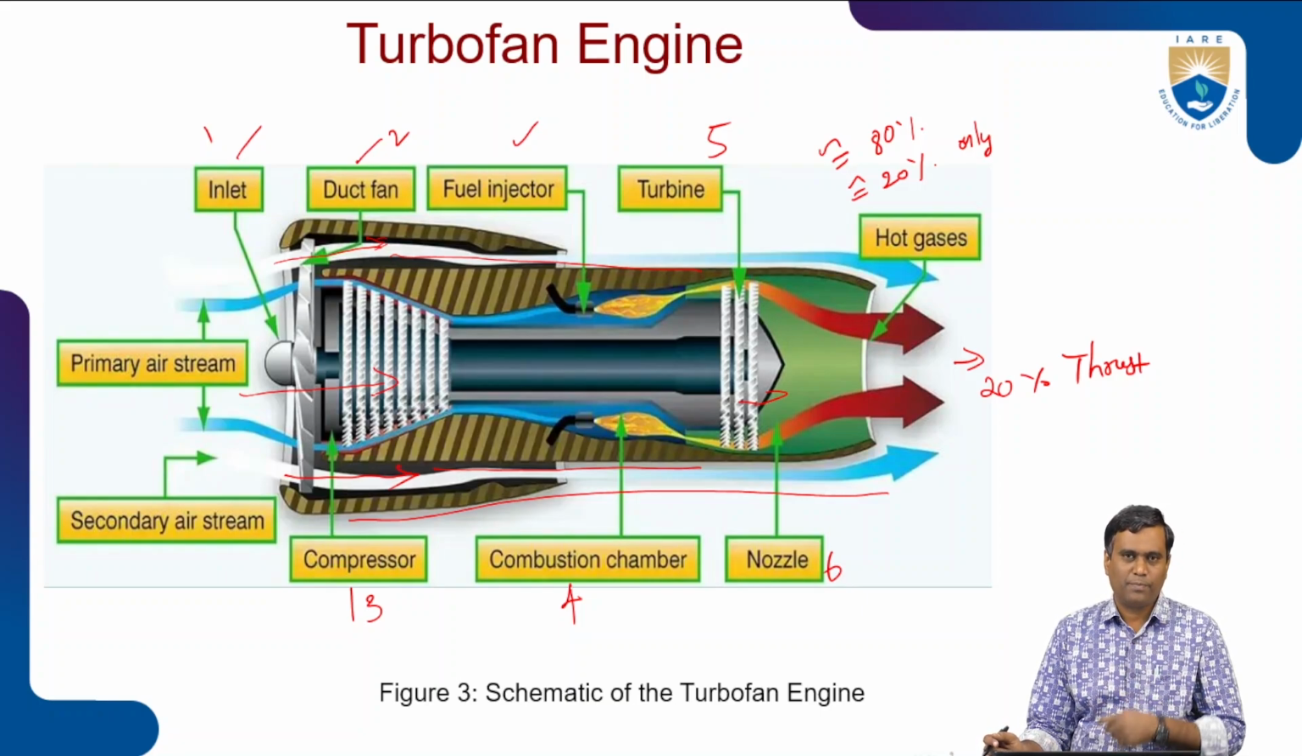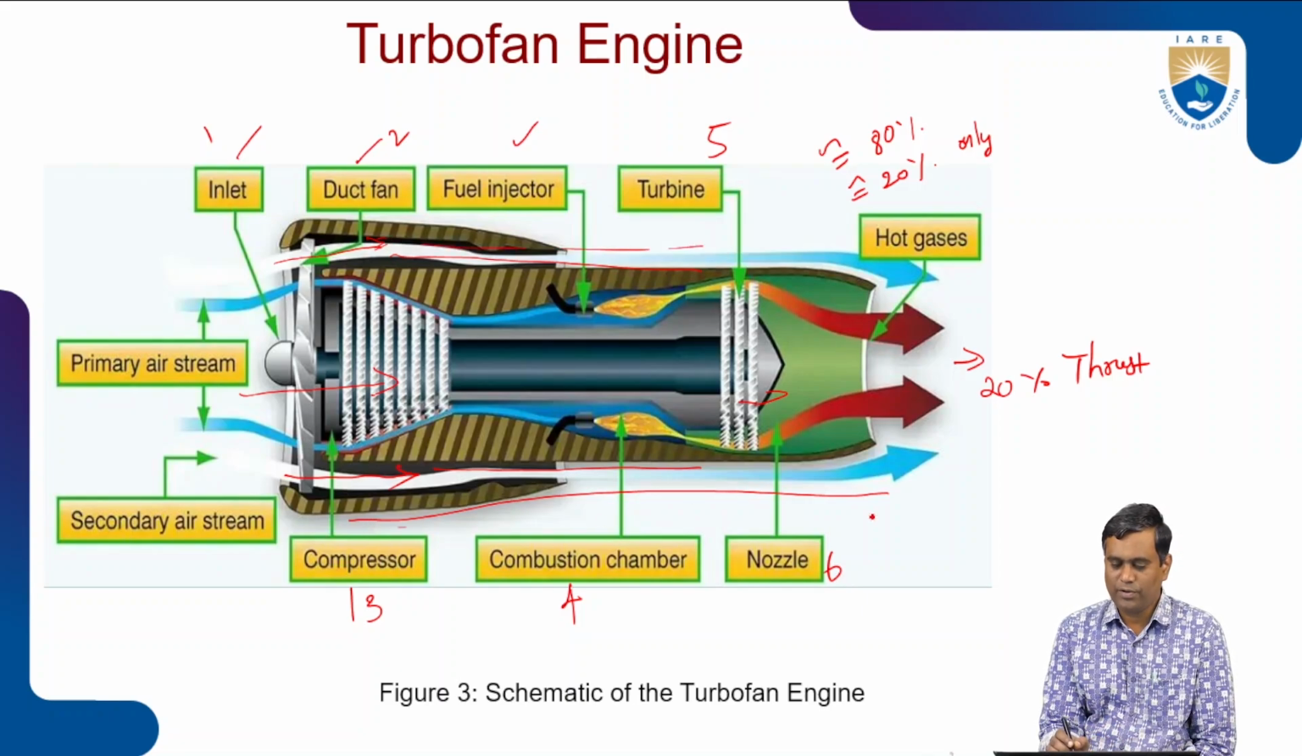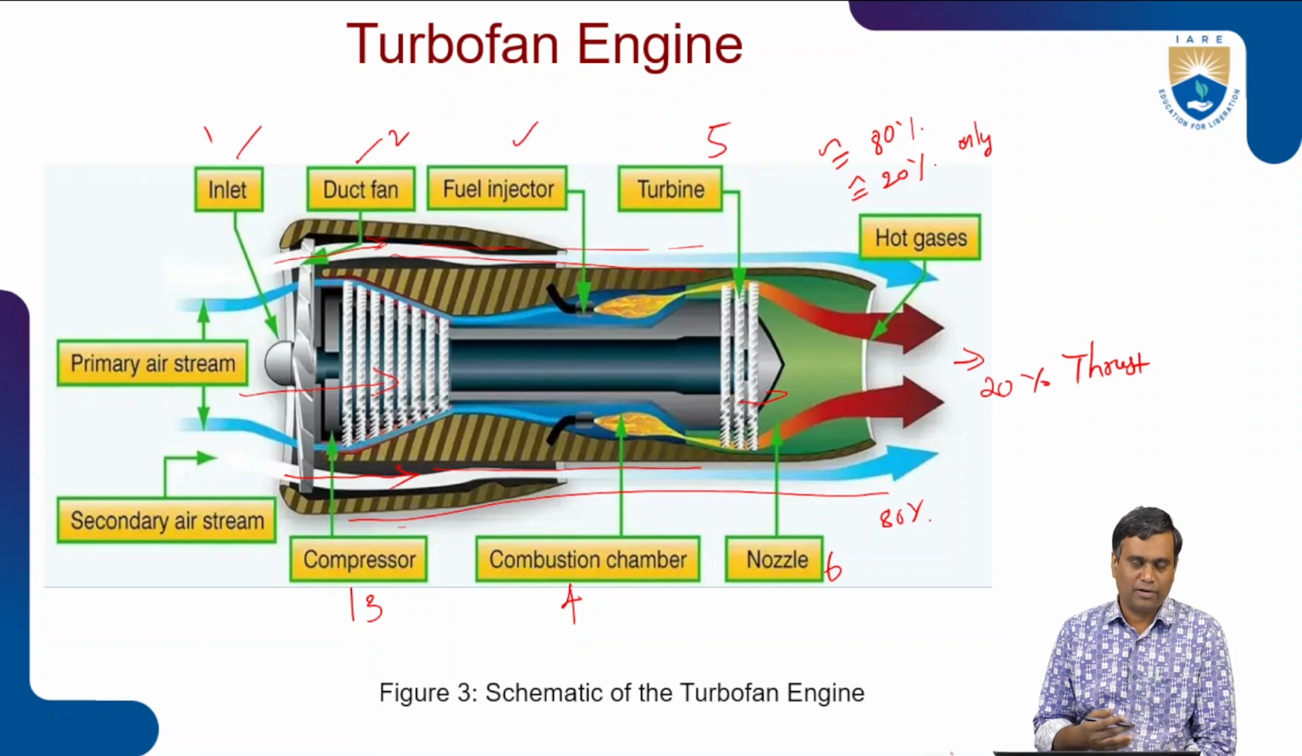No, because the primary purpose of the core engine is to rotate the fan, and that fan generates 80% of thrust just by pushing air back and over the engine, similar to a propeller. In a way, the turbojet engine is running or operating majorly to drive the fan only. So 20% of the thrust is generated from the core engine, and the remaining 80% is by the fan.